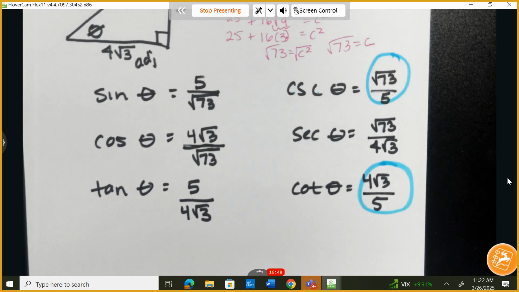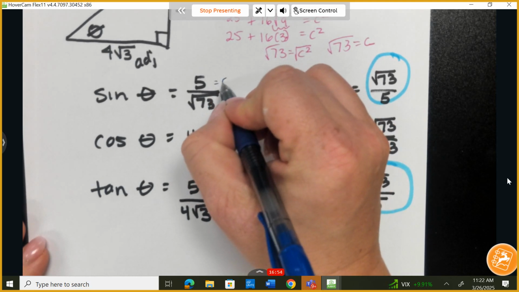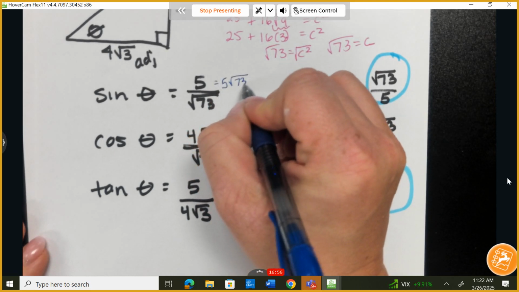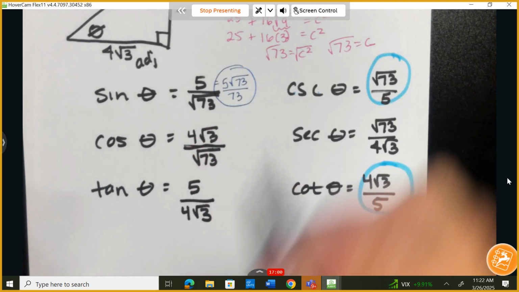Okay, are you ready? So here we go. How do I do sine? I'm going to go through this really slowly. I take this bottom and I throw it up to the top. So 5 square roots of 73, and then I write the number on the bottom with no square root, and I circle it.